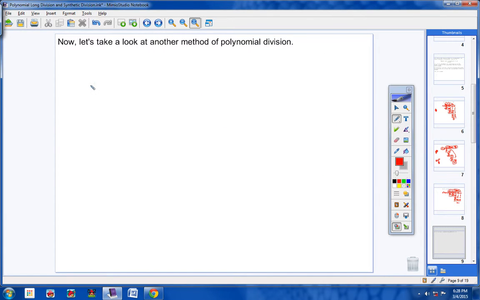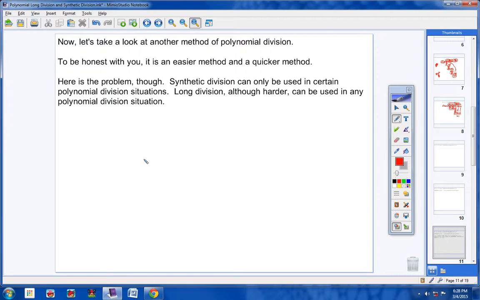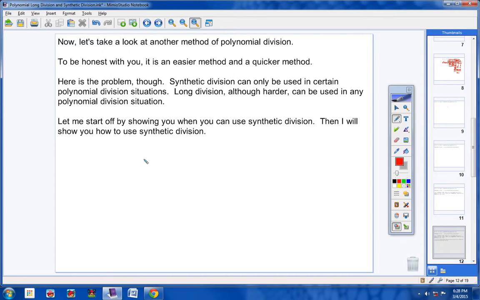Now, let's take a look at another method of polynomial division. To be honest with you, it is an easier method and a quicker method. So why don't we use this method instead of long division? Well, here's the problem. Synthetic division can only be used in certain polynomial division situations. Long division, although it is harder, can be used in any polynomial division situation. Let me start off by showing you when you can use synthetic division, okay? And then I will show you how to use synthetic division. Alright, here are the requirements.